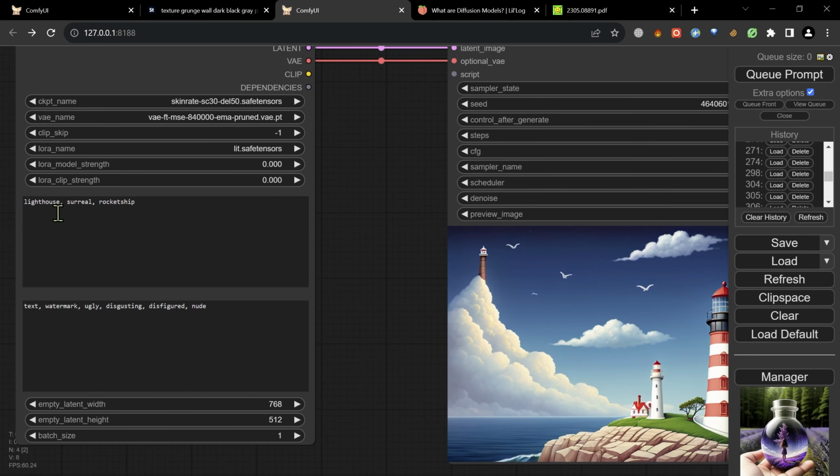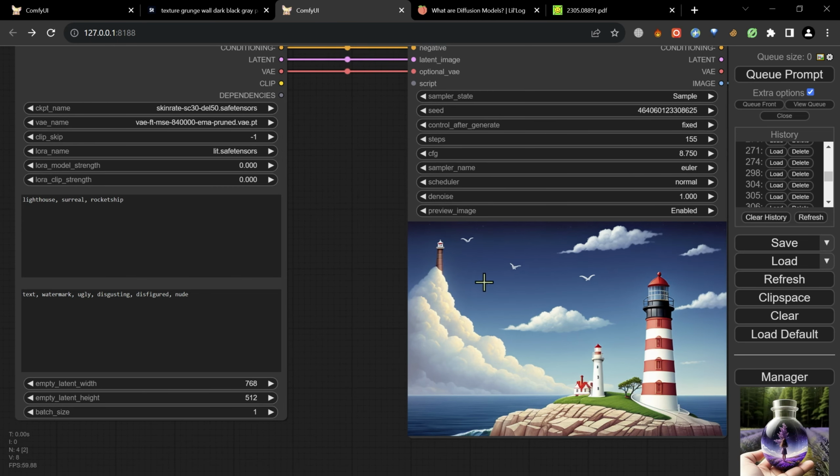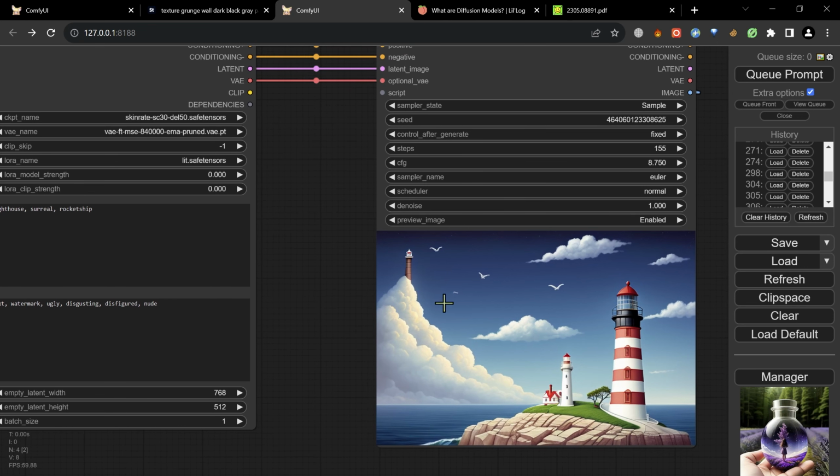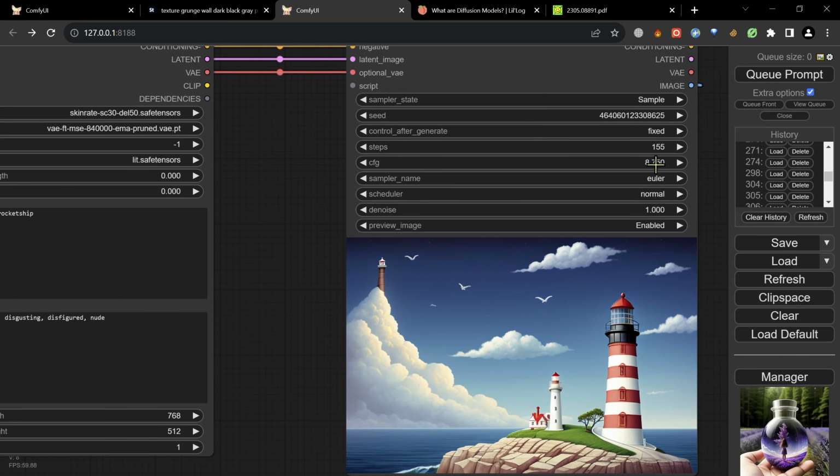Now, why do we have this here? We've got this here because I put lighthouse, surreal, which is a form of art, and rocket ship. So I wanted a surrealistic image where we've got a lighthouse that could perhaps be taking off like a rocket. Somehow it figured out that this is what I wanted, and it gave me this image. Now, this one is not a huge difference to what we had before. I've added a couple of words. I've given it a sensible CFG of 8.75, and we've given it steps of 155.